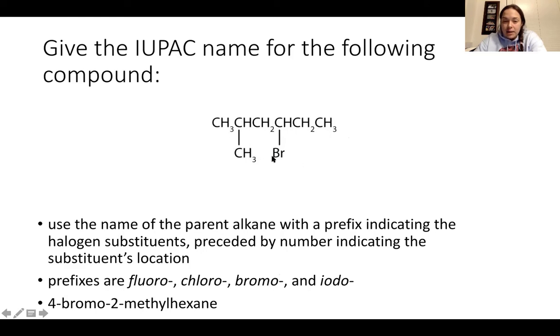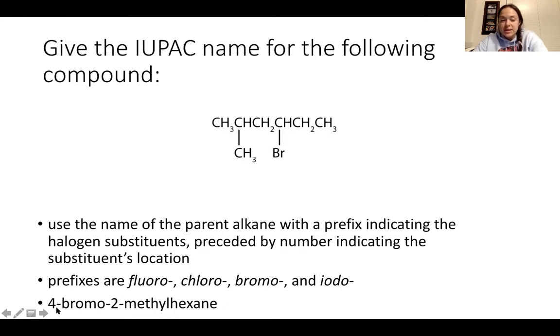And then for our halogen groups, we use the prefixes fluoro for fluorine, chloro for chlorine, bromo for bromine, and iodo for iodine, okay? So in this case, we have bromine, so we're going to use bromo, and it's on carbon 1, 2, 3, 4, okay? And then we put them in alphabetical order. Bromo starts with a B. It comes before methyl that starts with an M. It's on carbon 4, so we say 4-bromo-2-methylhexane, okay?